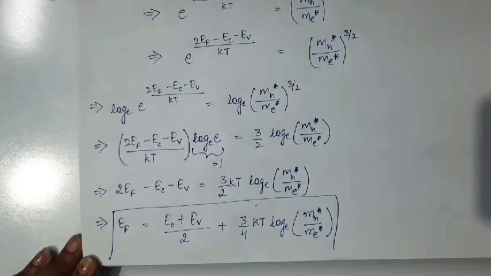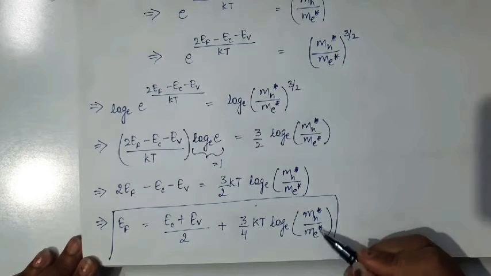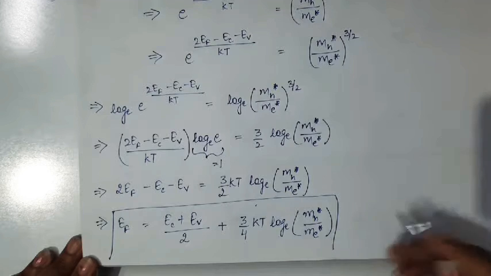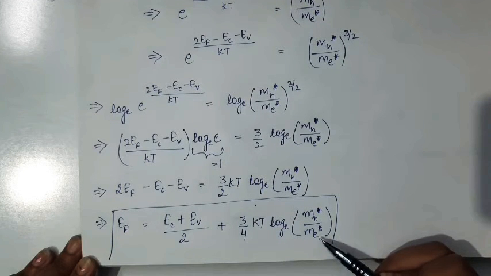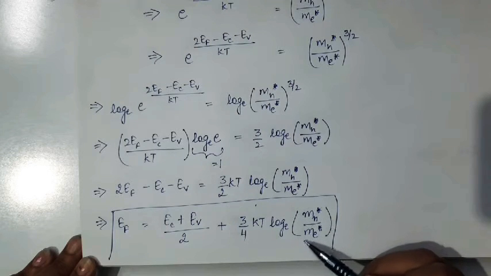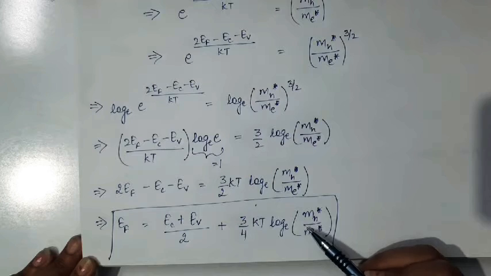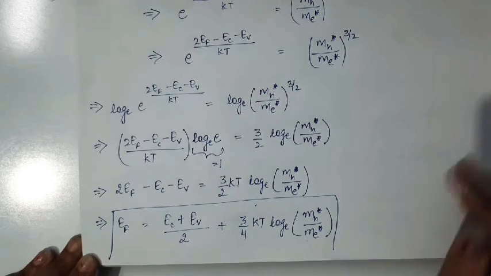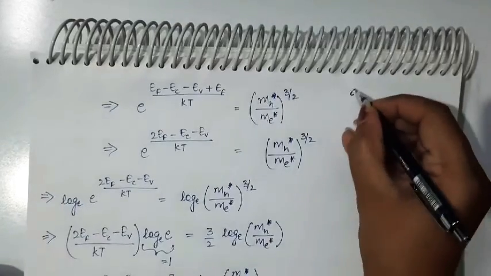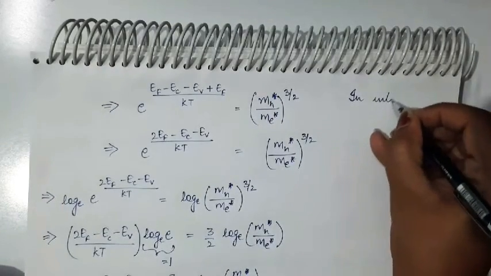But in case of an intrinsic semiconductor, a hole is an empty space created by an electron, so their masses will be the same. If the effective mass of the hole is equal to the effective mass of the electron, then the ratio will be 1, and the natural log of 1 is 0. So this term will become 0 in an intrinsic semiconductor.